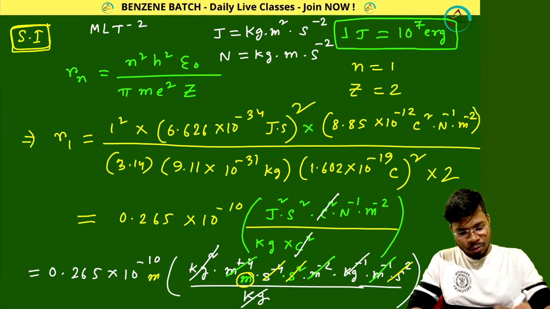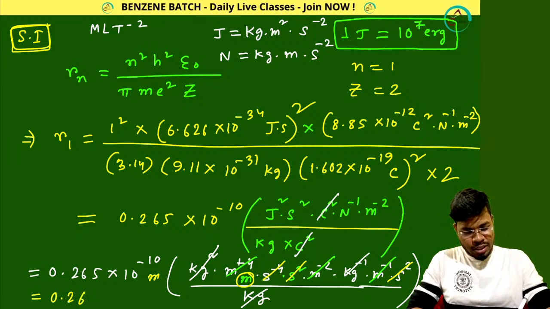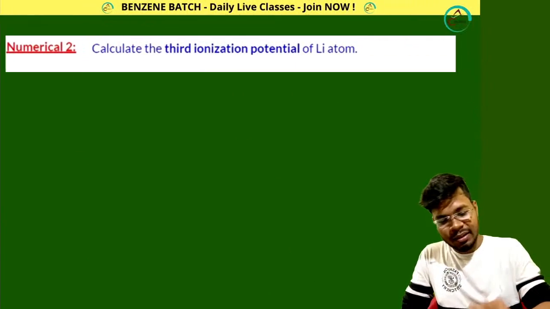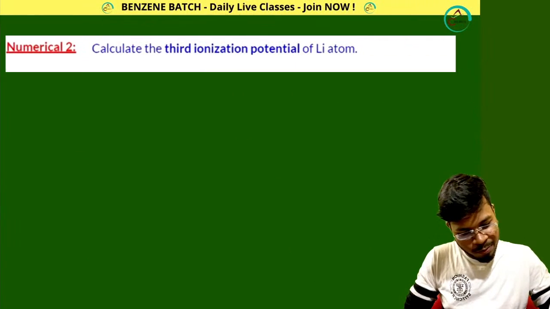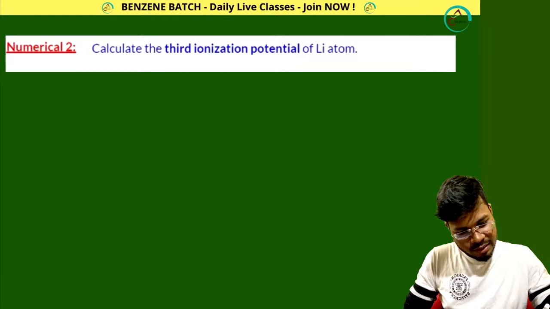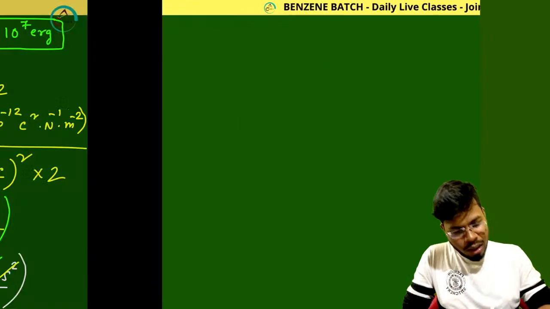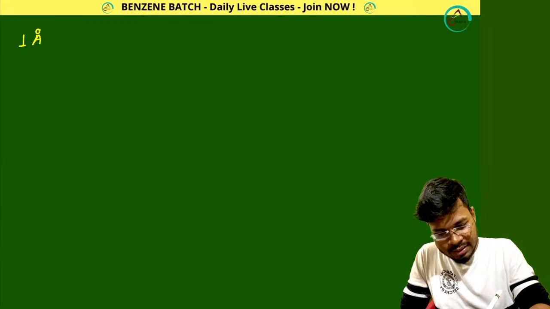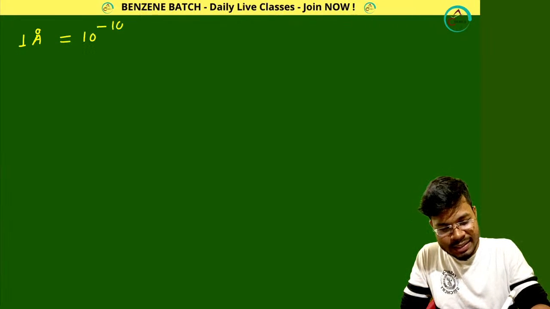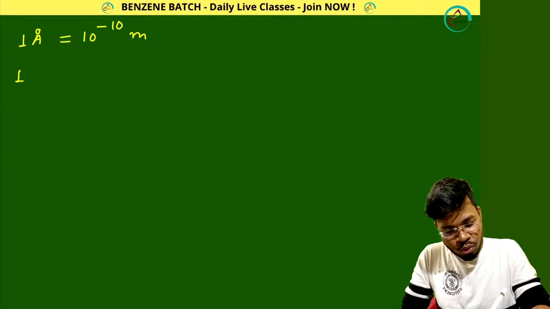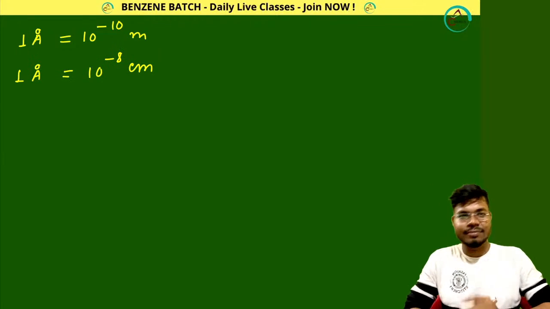That means 0.265 Angstrom. Again I have to write on a new page. That means 1 Angstrom is equal to 10 to the power minus 10 meter. Initially I told you 1 Angstrom is equal to 10 to the power minus 8 centimeter.